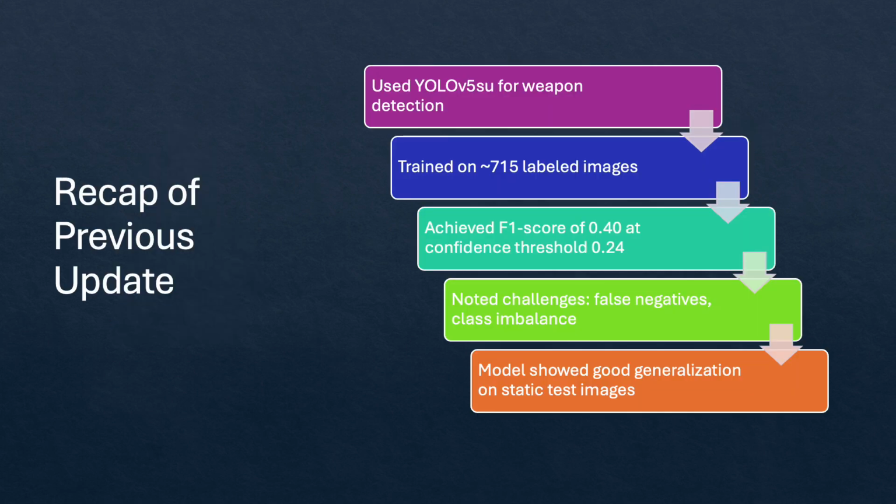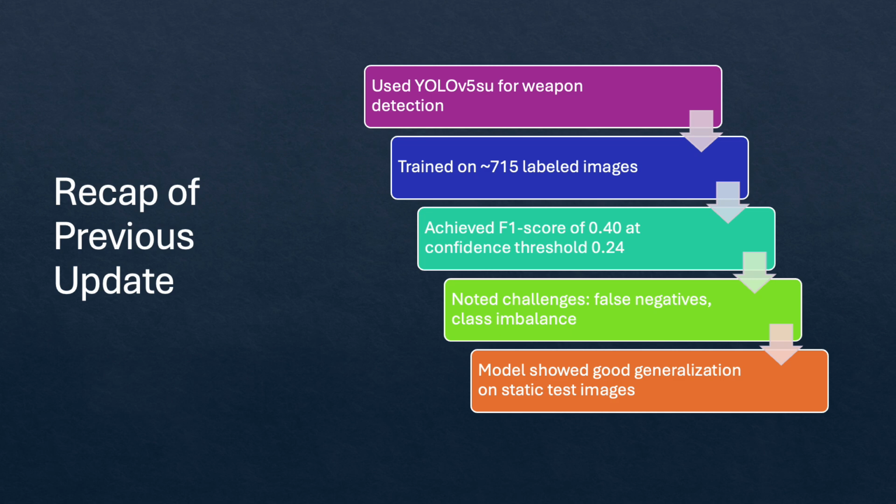So let's take a quick look back. In update two, we transitioned from our custom PyTorch model to using YOLO V5. This was a lighter version of the YOLO V5 object detection model, and we chose it mainly because it offered a good balance between accuracy and speed, which is important for real-time application. We trained this model on a dataset of around 715 weapon images. The training and validation losses steadily decreased, which indicated that the model was learning well.